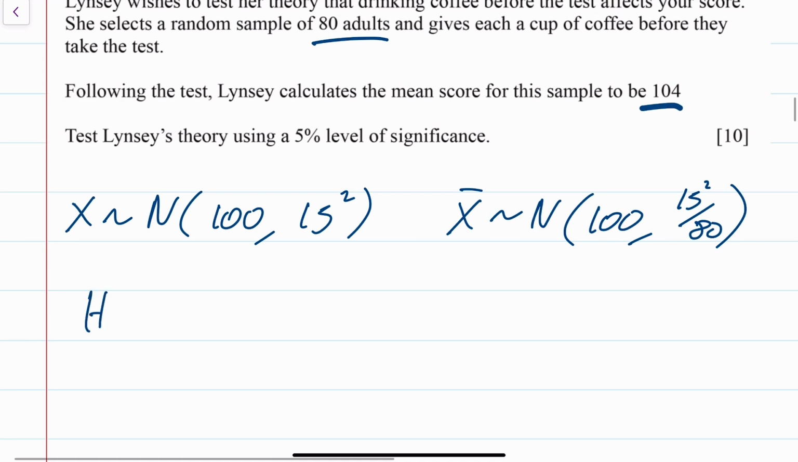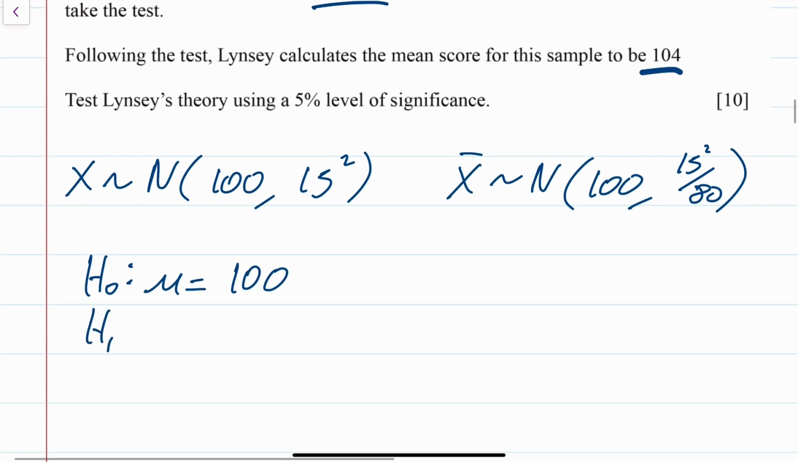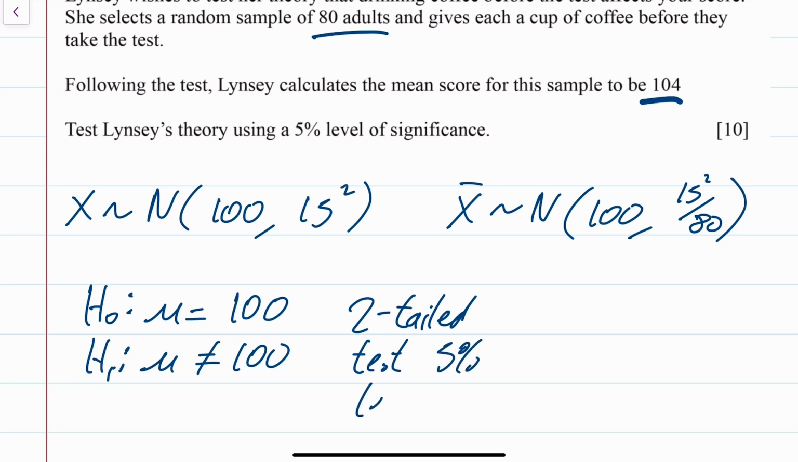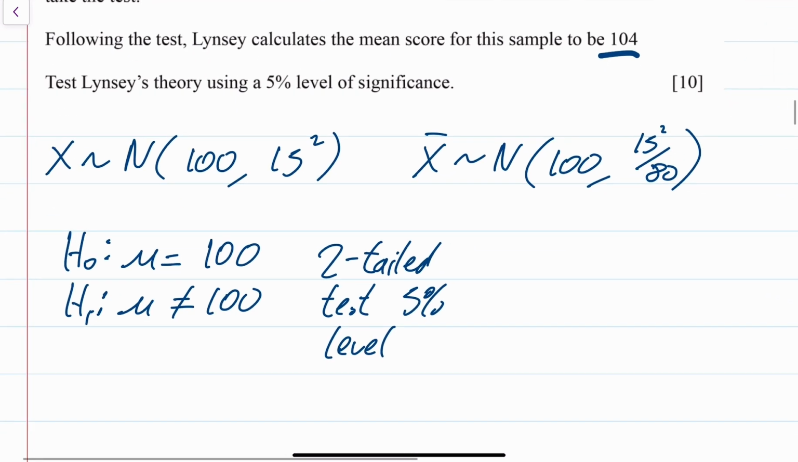So your H0, and you might get easy marks for this, is that your mu is equal to your initial mu, which was 100. And my H1 then is that it has changed, so mu is not equal to 100. And that's going to be a two-tail test at 5% level. And we'll see when we go through the mark scheme, you could well be getting easy marks for this. So let's just do a wee diagram.